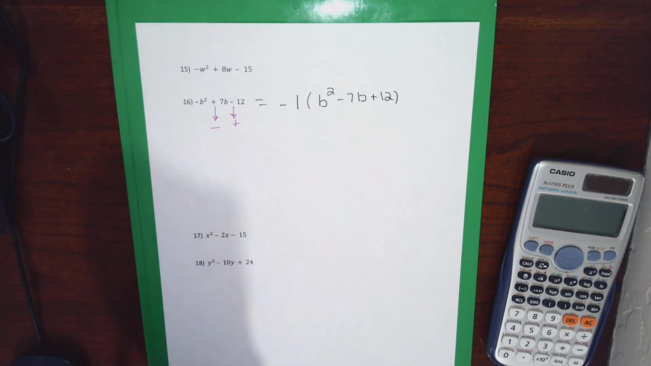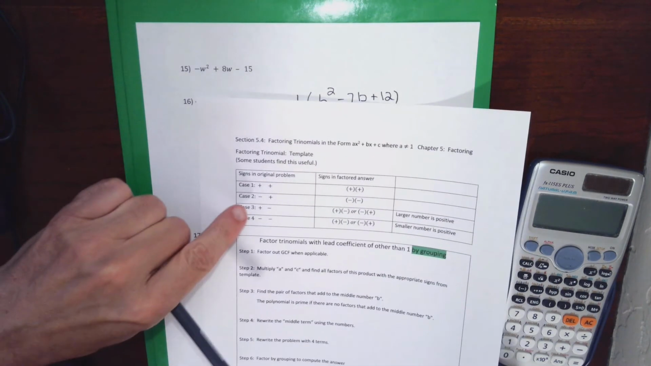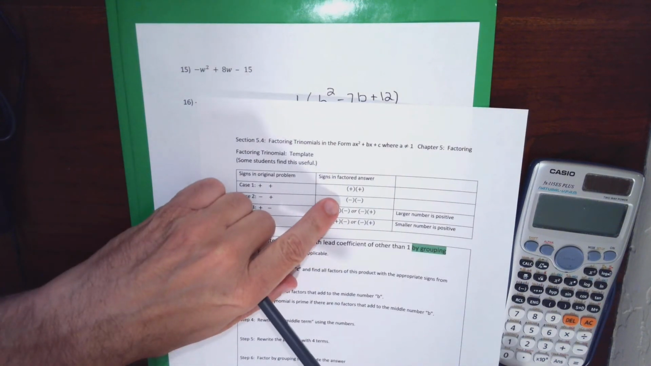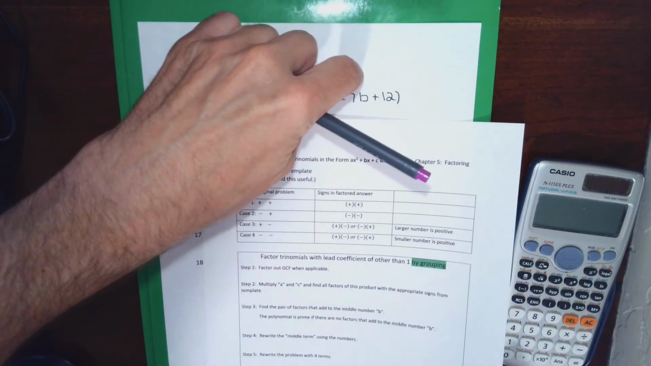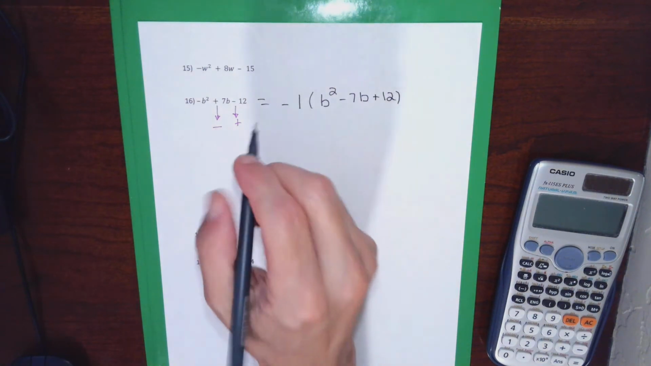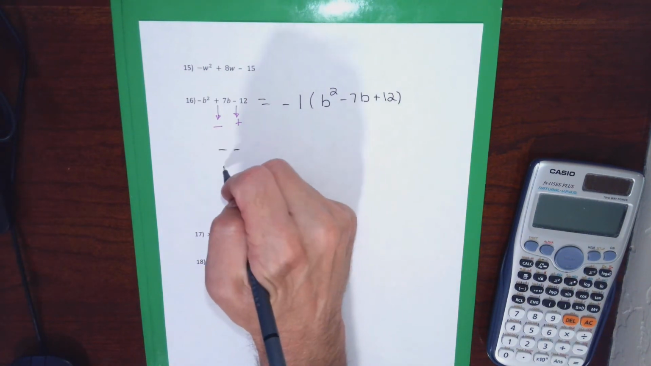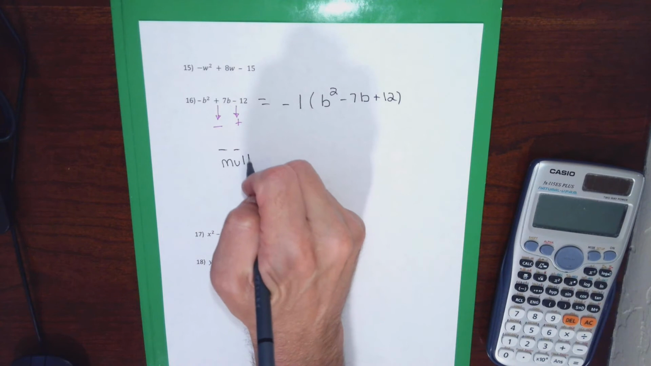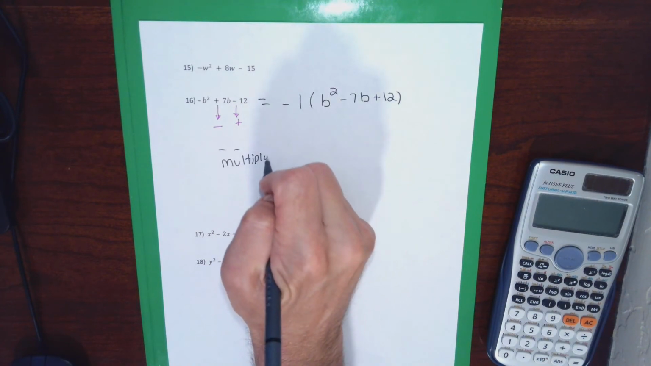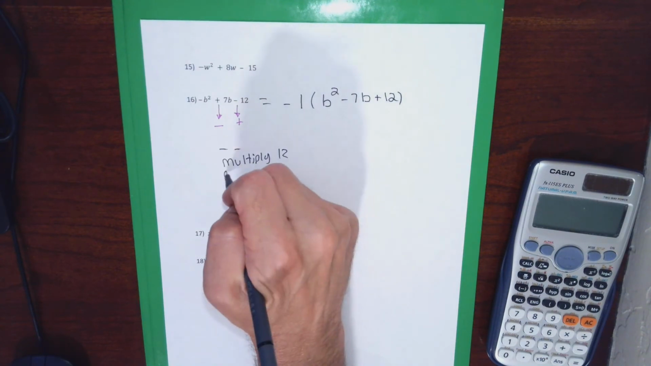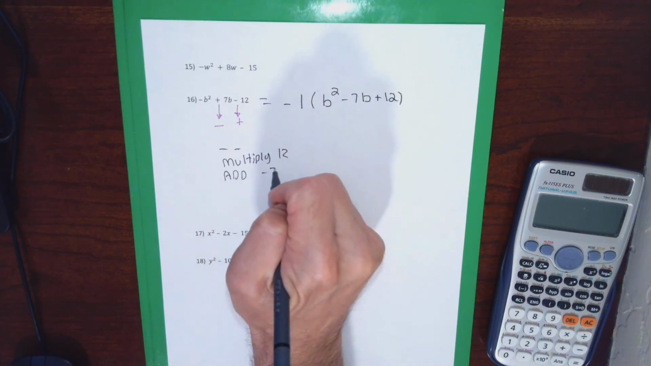And now I'll move to my template. This is the second row of my template. I need to find double negative numbers that multiply to 12 and add to -7. So I'm looking for double negative numbers. They have to multiply to 12, and they have to add to -7.